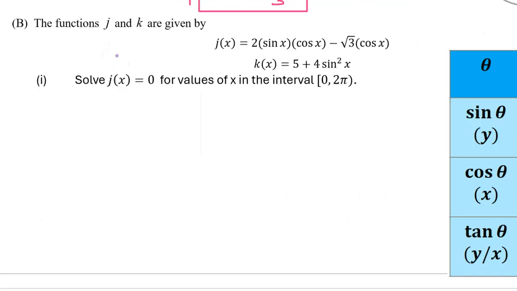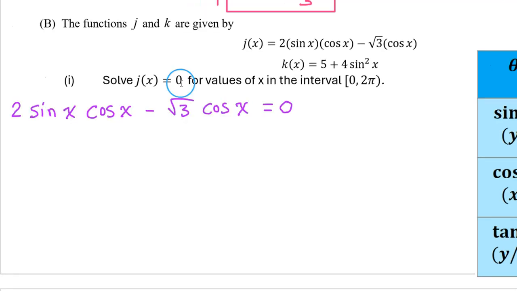Part B. Functions j and k are given by these 2 expressions. B part 1. Solve j of x equals 0 for values in the interval from 0 to 2 pi. So let's set j of x equal to 0. As soon as I see that we have 2 different types of trig functions involved, I know that we are going to have 0 on one side, so this is good, and factor.